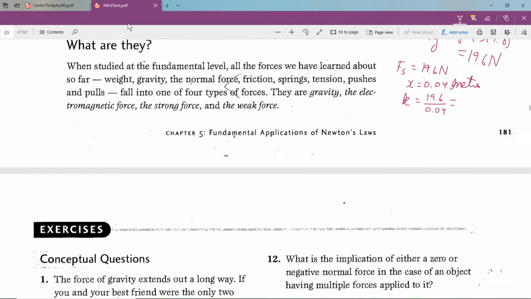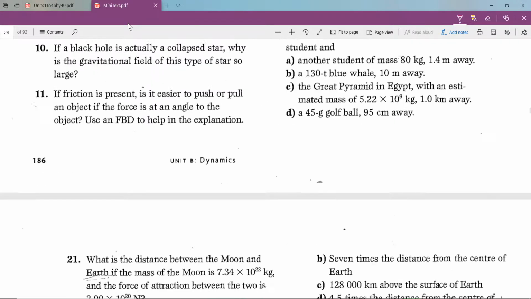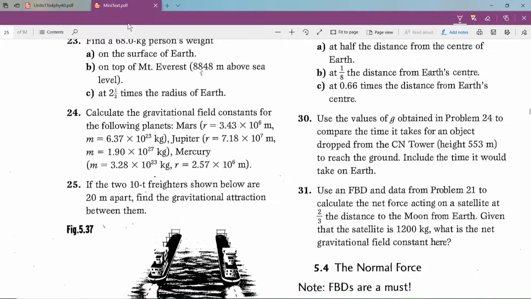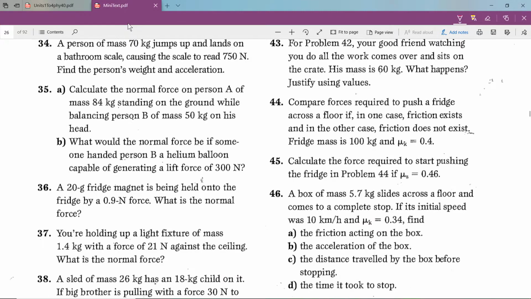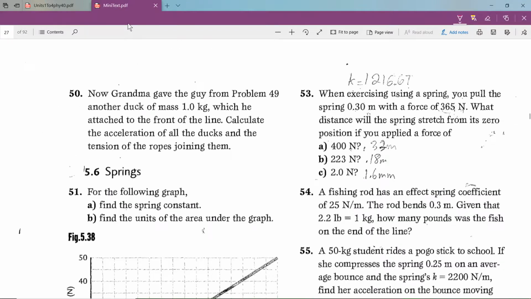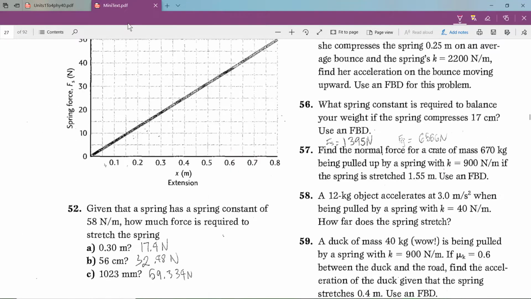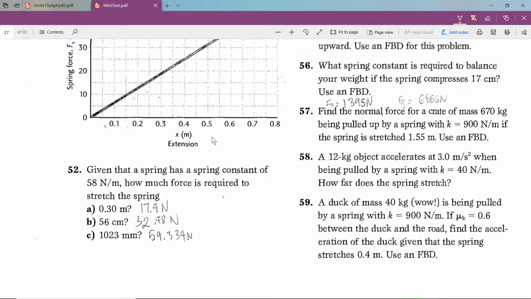Now, I'm going back to the MiniText here, and this is the end of chapter problems. So I'm just zooming down here. The answers, yeah, they're in the booklet, but they're also in the end of this MiniText. Okay, let's try 57 here. Find the normal force for a crate of mass 670 kilograms being pulled up by a spring with k equal 900 newtons per meter if the spring is stretched 1.55 meters.